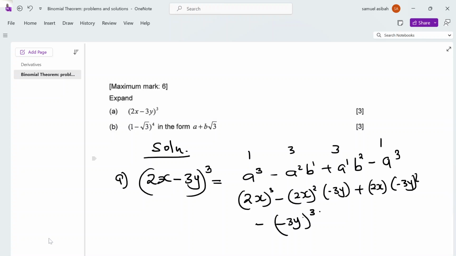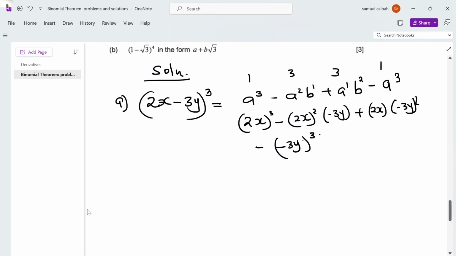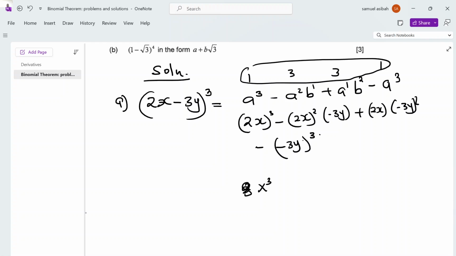Now let's put the coefficients. The coefficient is 1, so putting the coefficients which are here, don't forget them. So we have 2x, that is 8. We can have 8x cubed minus 3 times 2 times 2, that is 4x squared.